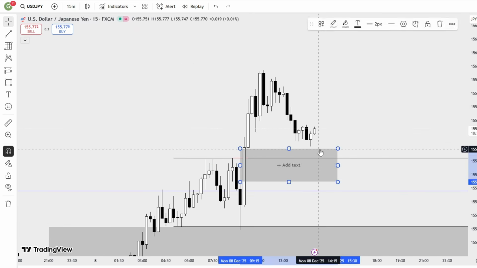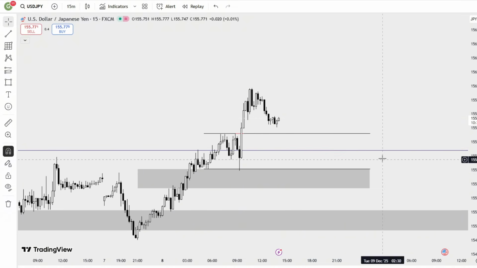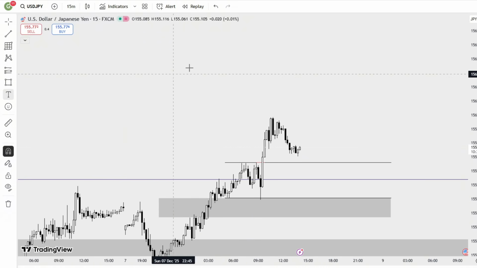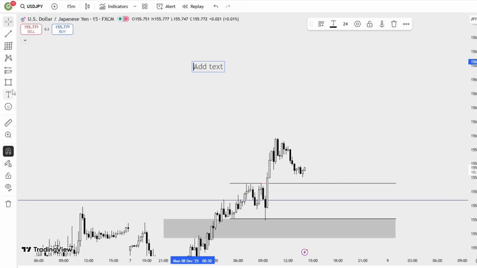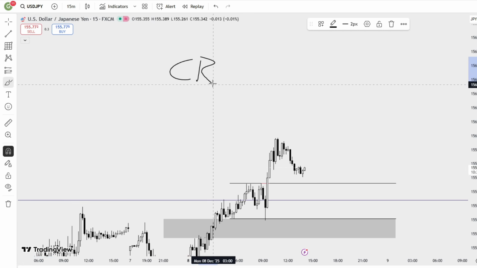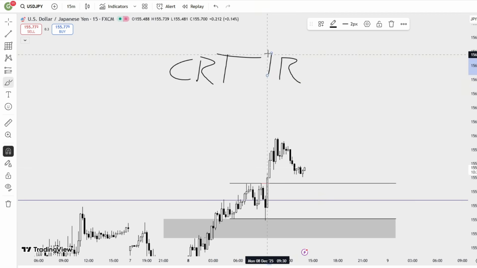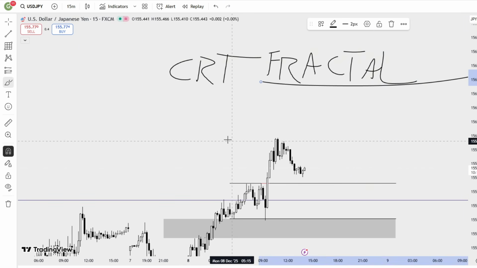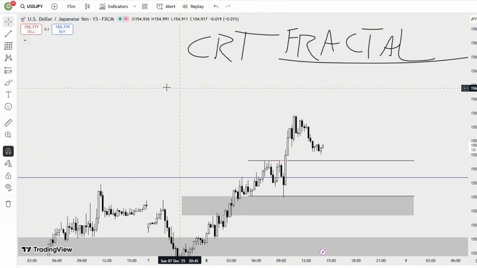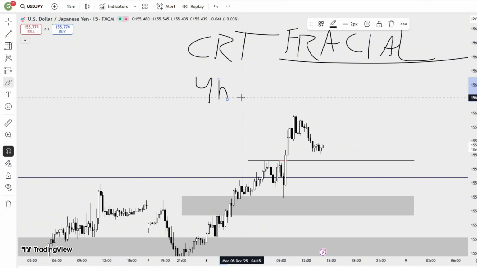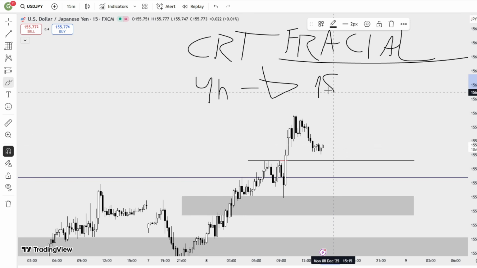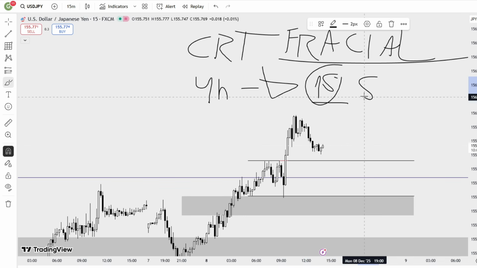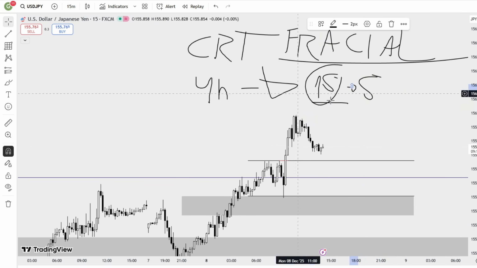But remember that I talked about entry number 2, right? And entry number 2 is a CRT type of entry, right? Fractal. Okay, so you do have your 4 hour. Then you go to the 15-minute. Try to find your entry. If you don't find your entry in the 15-minute, you go to the 5-minute and try to find your entry on the 5-minute.